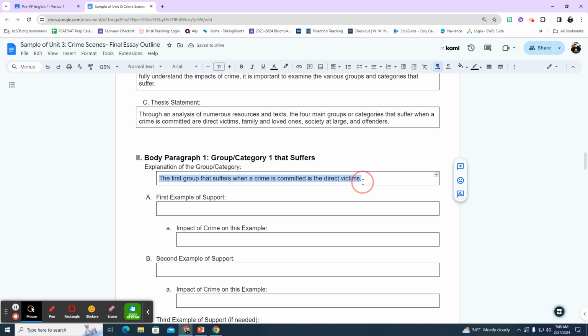I don't need to overwrite my sentence. I just need to make it very clear what this body paragraph is going to be about, right? So what I'd like you to do right now is to pause the video and write an introduction sentence for this first body paragraph for your essay.